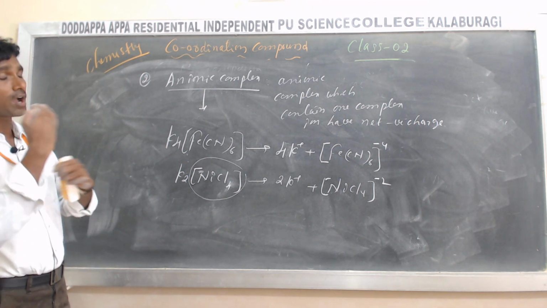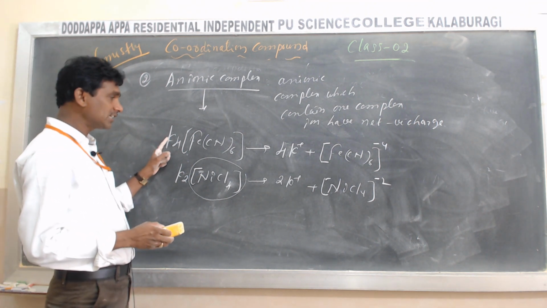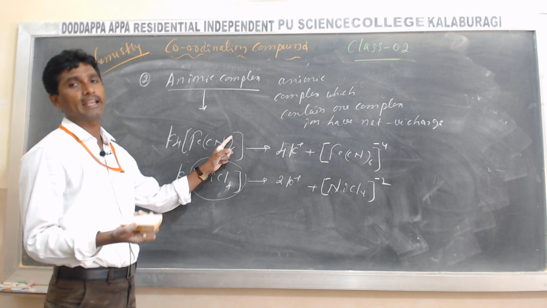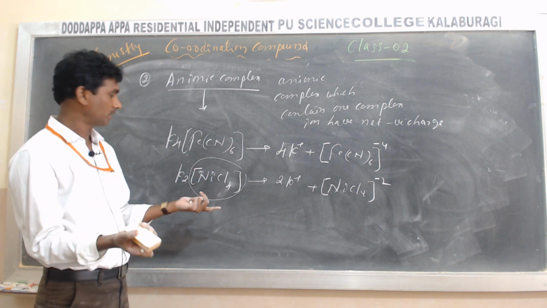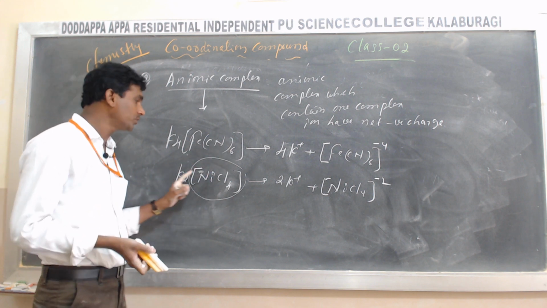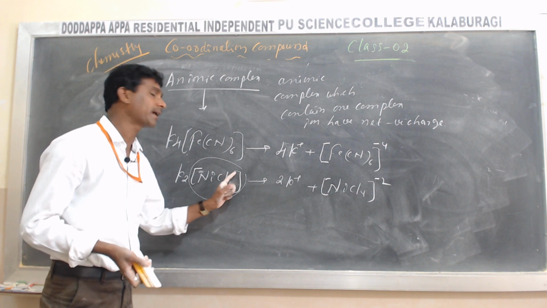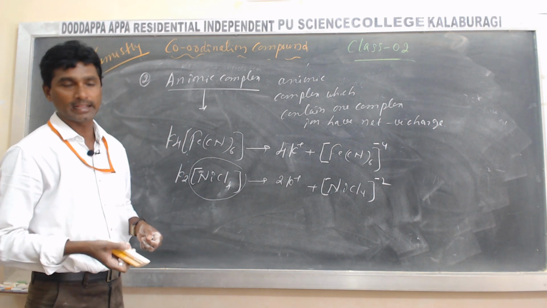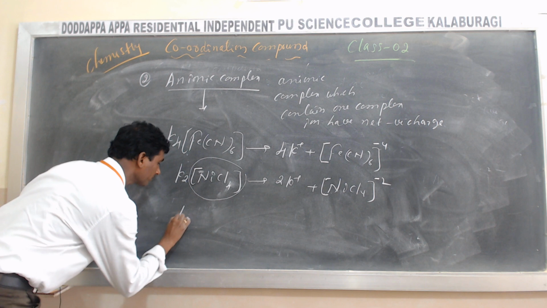Otherwise, how can you identify? K plus is positive, square bracket is negative. It is an anionic complex. So here K plus is positive, so the square bracket is negative. So it is called what? Anionic complex.